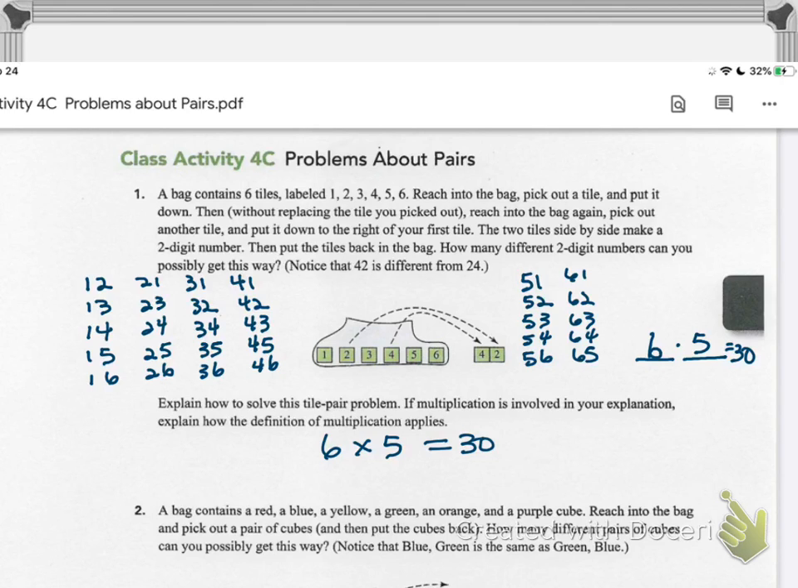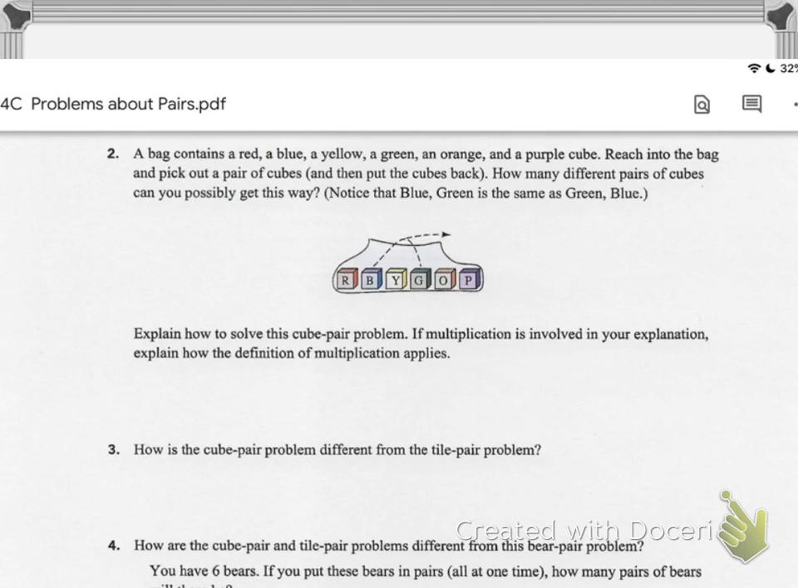Okay, so we're going to do number 2 as well, because 2 is a slightly different type of problem, so I want to go over the approach for that. Okay, so let's read this example. It says a bag contains a red, a blue, a yellow, a green, an orange, and a purple cube. Reach into the bag and pick out a pair of cubes, and then put the cubes back. How many different pairs of cubes can you possibly get this way?